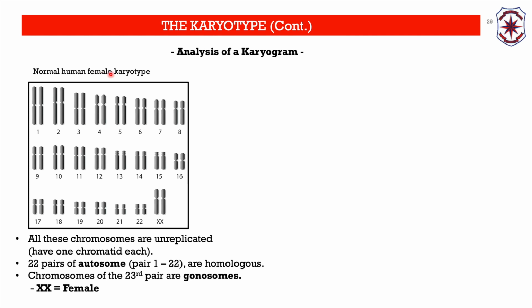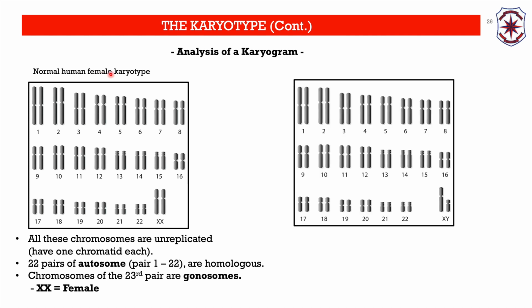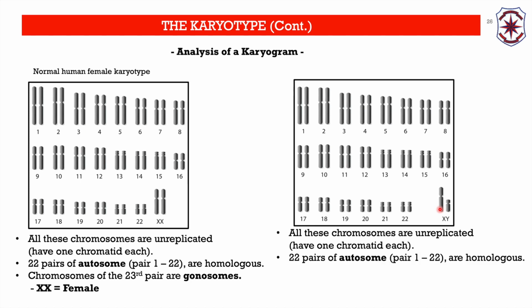All right? Let us comparatively look at that karyotype over there. So what we will see on this karyotype, the difference is on the gonosomes, on pair number 23. I said to you, when they are not the same size, the larger one is an X gonosome and the smaller one is a Y gonosome. Okay, let us look at the articulation. All these chromosomes are also unreplicated. They have one chromatid each.